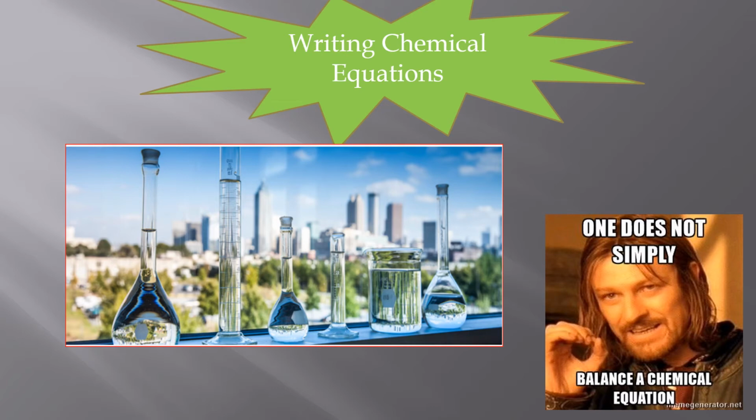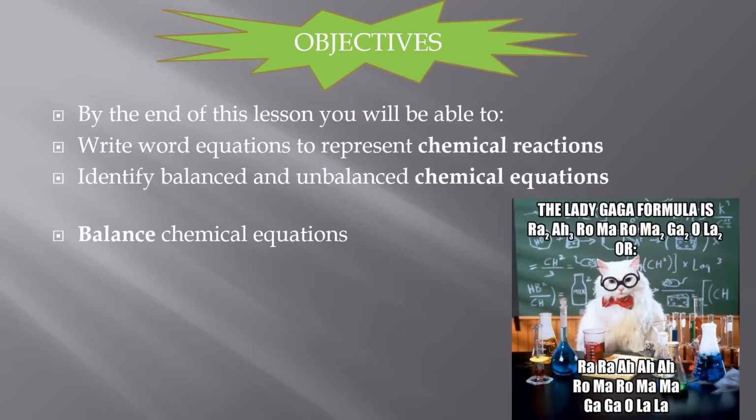We're really on the home run now, where we're starting to tie everything back together and put it all into chemical equations. That's what we're looking at today. By the end of this, we're going to write word equations to represent chemical reactions, identify balanced and unbalanced chemical equations, which is the stuff I've started showing you here and there, and we're going to actually balance them. And there's your Lady Gaga formula from the old chemistry cat.